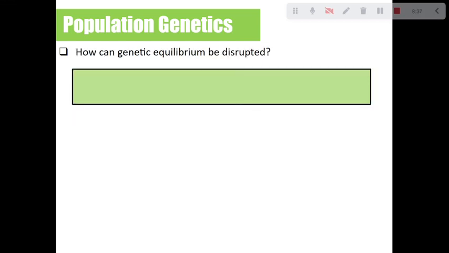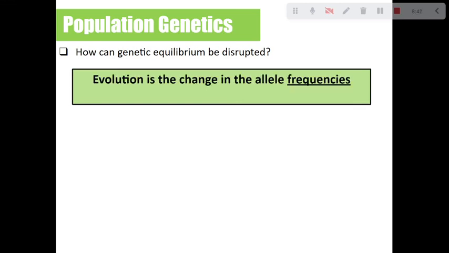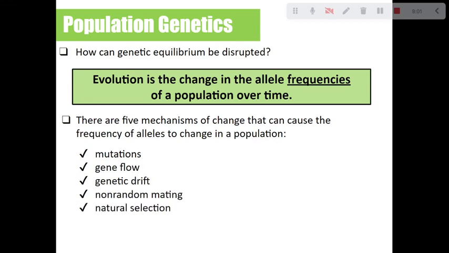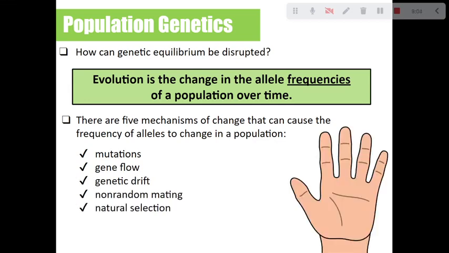So, how can genetic equilibrium be disrupted? So, evolution is the change in the allele frequencies of a population over time. There are 5 mechanisms of change that can cause the frequency of alleles to change in a population: mutations, gene flow, genetic drift, non-random mating, and natural selection. So these are the 5 things that can change the frequency of alleles in a population.